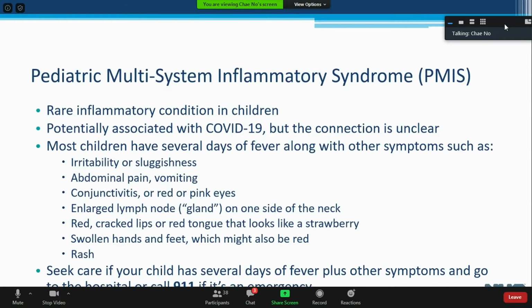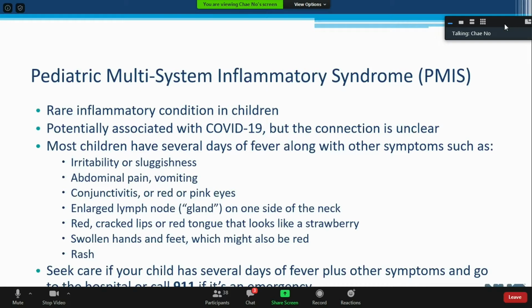Enlarged lymph nodes or glands on one side of the neck: your lymph nodes are here, but they swell, so it looks like they have a bump on their neck. The children were also found to have red or cracked lips or a red tongue that looks like a strawberry. This is literally looking like a strawberry. The tongue is all swollen, all inflamed. It's red as a beet. Also swollen hands and feet, which might be red, and rashes. Please, if your child has several days of fever plus other symptoms, go to the hospital or call 911 if it's an emergency. We're taking this very seriously.